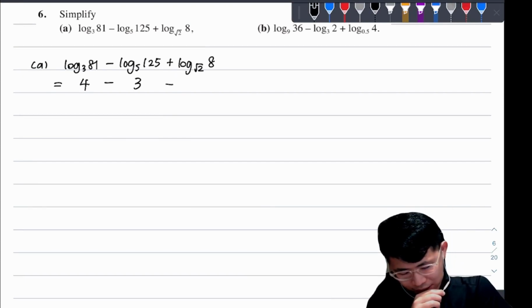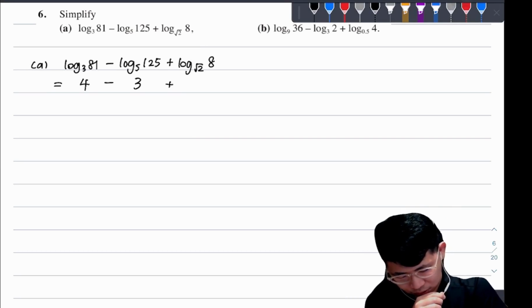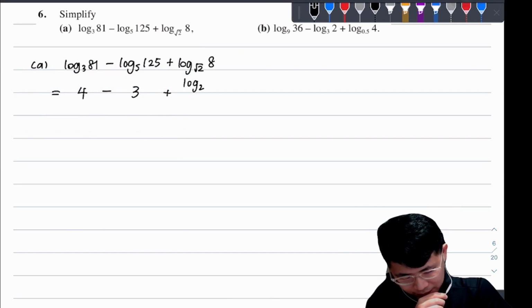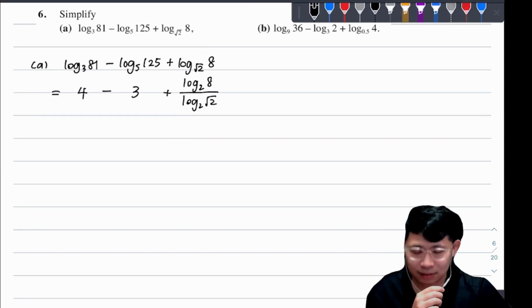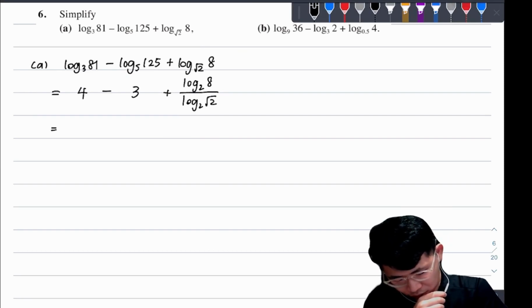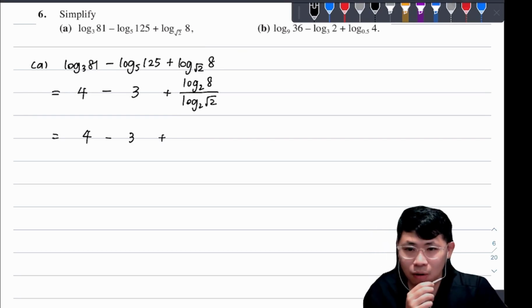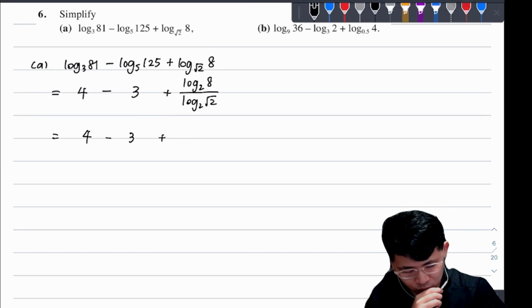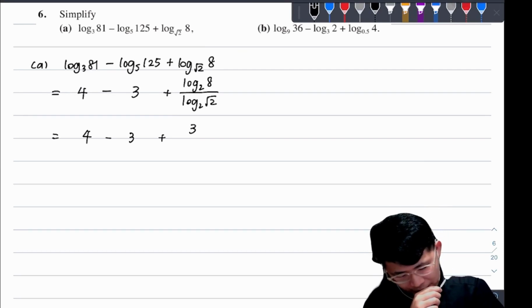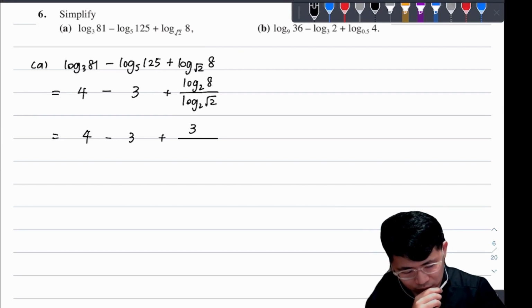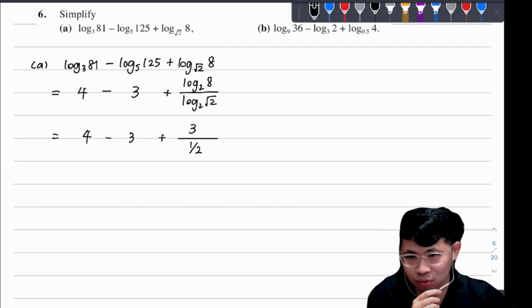Okay, next one, if cannot, let's make use of the change of base rule. Okay, because I have a root 2 and 8, right? So the common base would be log base 2. Okay, log base 2 of this. Okay, so let's do this. So 4 minus 3 is 1. Okay, or more like I will keep the 4 first. 4 minus 3 first, then plus. Okay, so log base 2 of 8, this would be 2 to the power of 3 is 8. And 2 to the power of what is root 2? 2 to the power of half is going to be root 2.